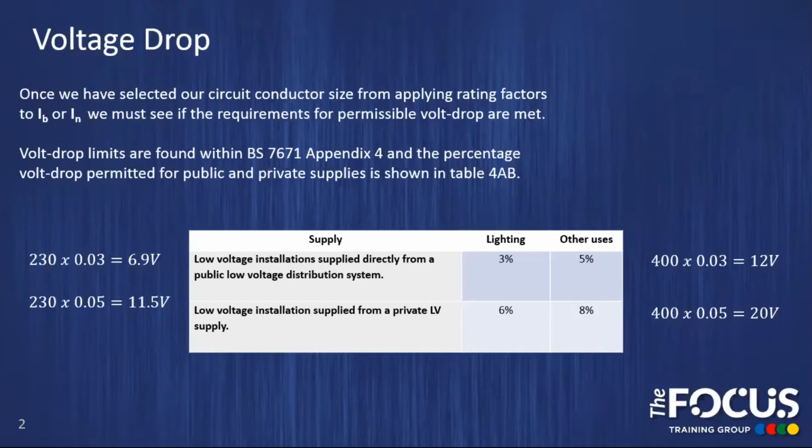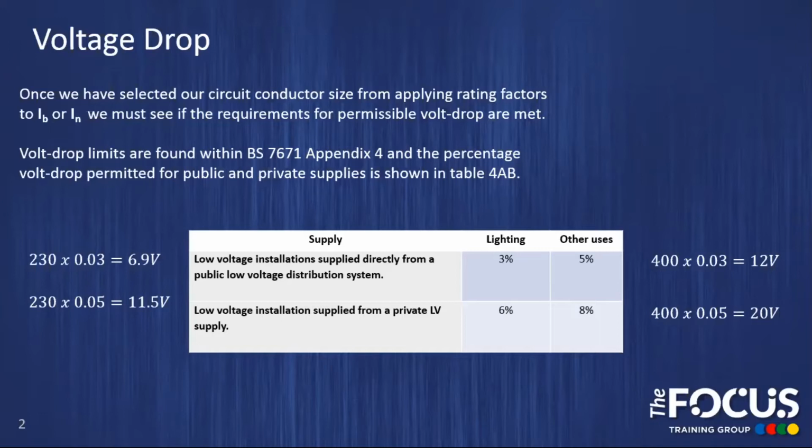Permissible volt drop limits are found within BS 7671 Appendix 4, and the percentage volt drop permitted for public and private supplies is shown in Table 4AB, a copy of which is shown on the slide here. This is broken into 2 separate supply types, one public low voltage distribution system and one private LV supply. Today we're just going to focus on public low voltage distribution systems.